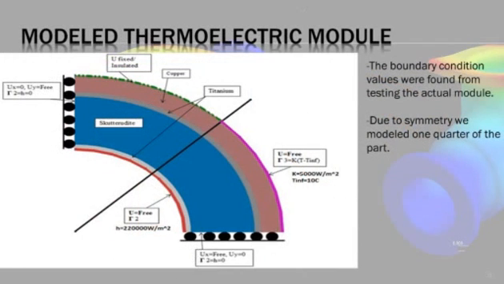The thermoelectric material consists of 4 different layers. Proceeding from the inside to the outside, it consists of titanium, skutterudite, titanium, and copper. Due to symmetry, we can model only a quarter of the part.